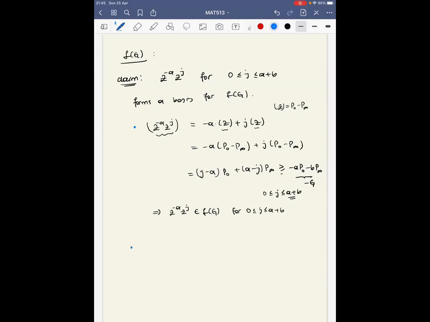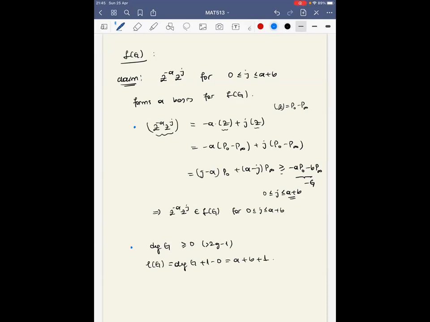And we can also see that if you consider the Riemann-Roch space L of G, since its degree is a plus b, which is always positive, that means it is bigger than or equal to 2g minus 1. By Riemann's theorem, we know that its dimension is equal to its degree plus 1 minus genus. In this case, we get a plus b plus 1.